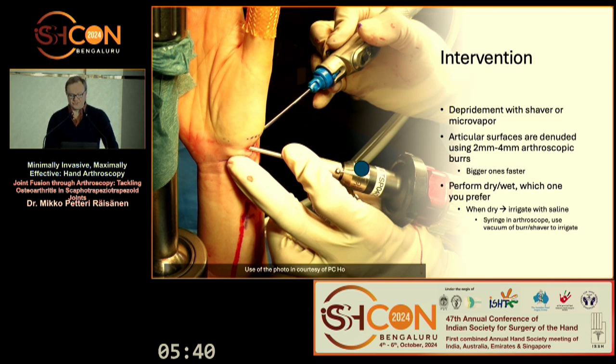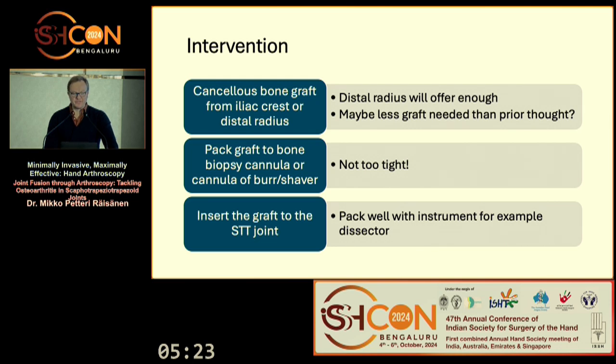Perform dry or wet scope, whichever you prefer. You usually have to use at least some saline. A syringe is good. You can put a syringe in the arthroscope and use the vacuum of the burr or shaver to irrigate. Cancellous bone graft can be taken from the iliac crest or distal radius.